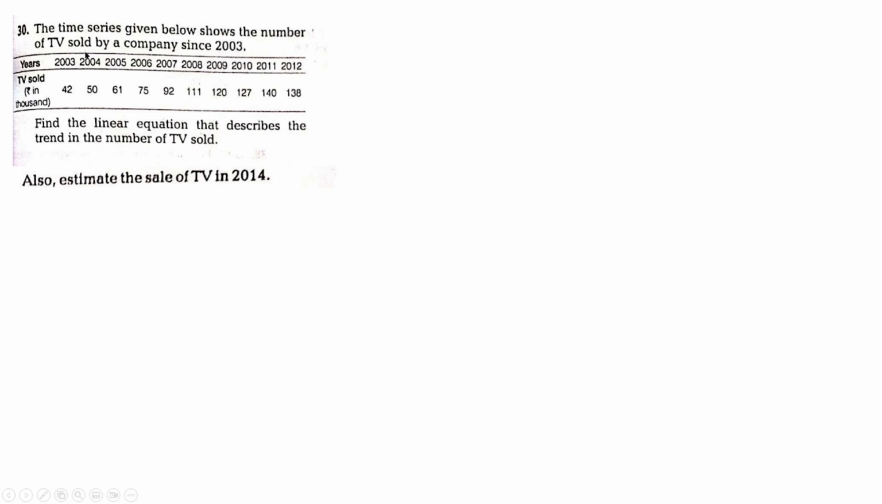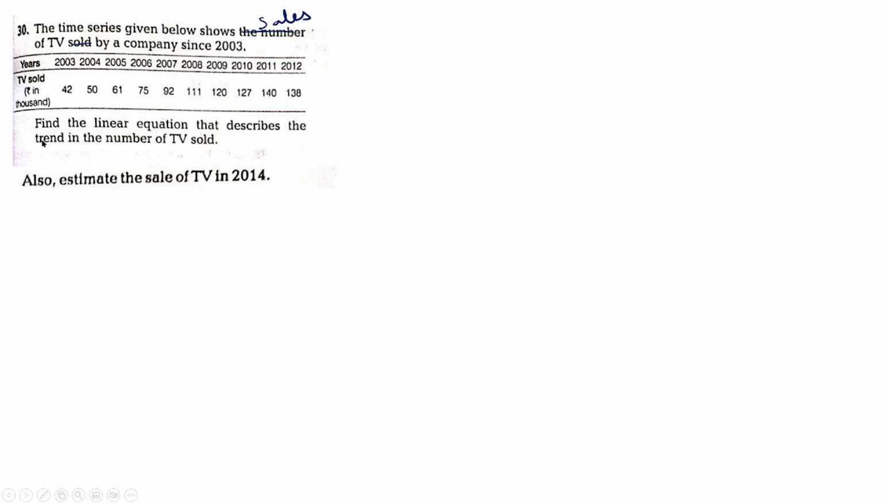Next question. The time series given below shows the number of TVs sold by a company since 2003. So here we have for various years the sales of TV by a company since 2003. Here it is in rupees 1000. Now we have to find the linear equation that describes the trend.